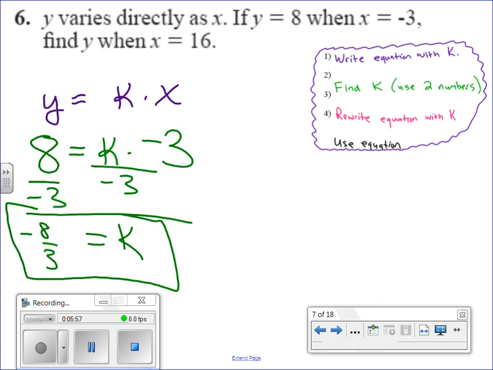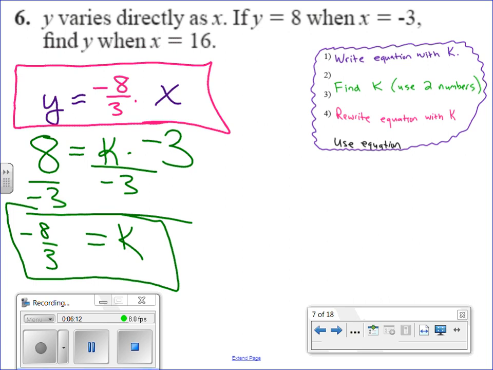Step 3 is to go back to your original equation and either rewrite it or simply erase k and put in the value that you figured out for k. So put that -8/3 in for k. I normally put a box around that or circle it because that's the equation for the scenario. You can do a lot with that. You could graph it and you can use it to solve other things.